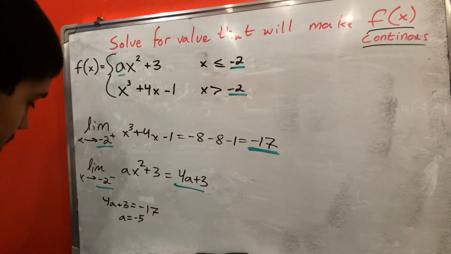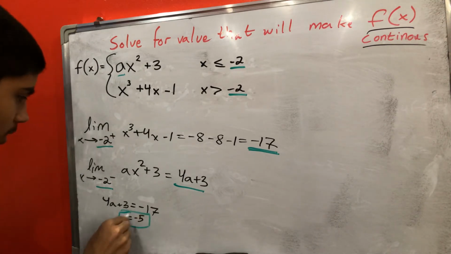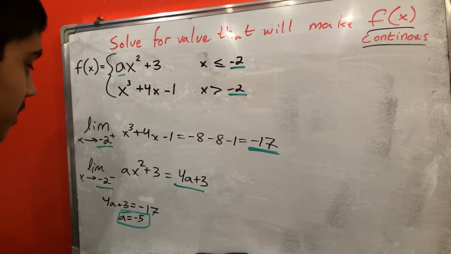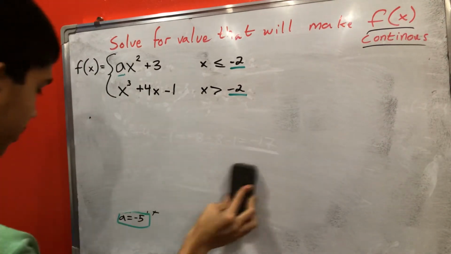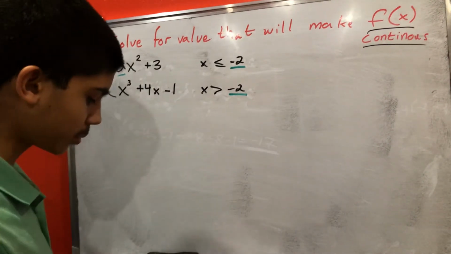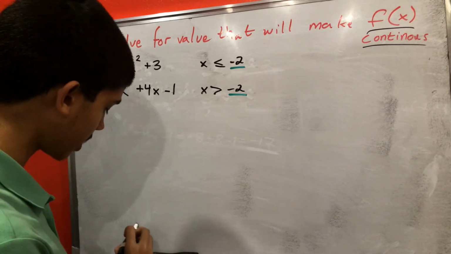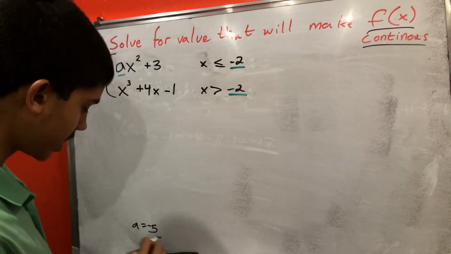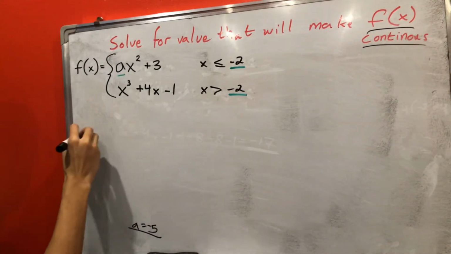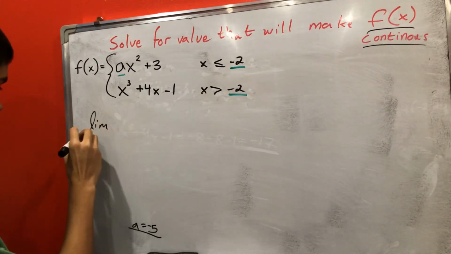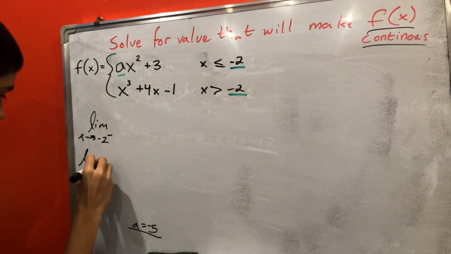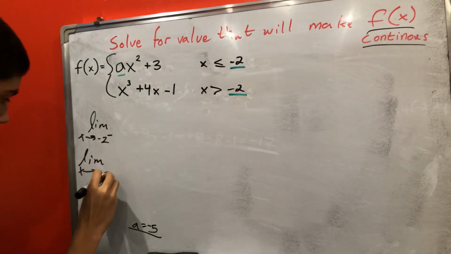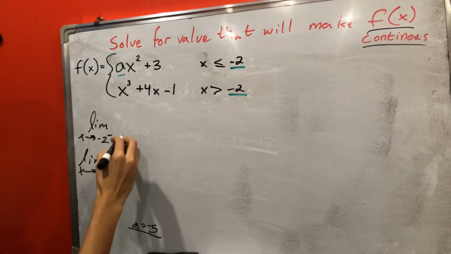Since this is the case, now we're going to plug -5 back in. After you've shown this work, you want to plug -5 back in. We would keep that work on the AP test. We would say a is -5, then we have the limit as x goes to -2 from the left, and the limit as x goes to -2 from the right. So we're just going to evaluate.